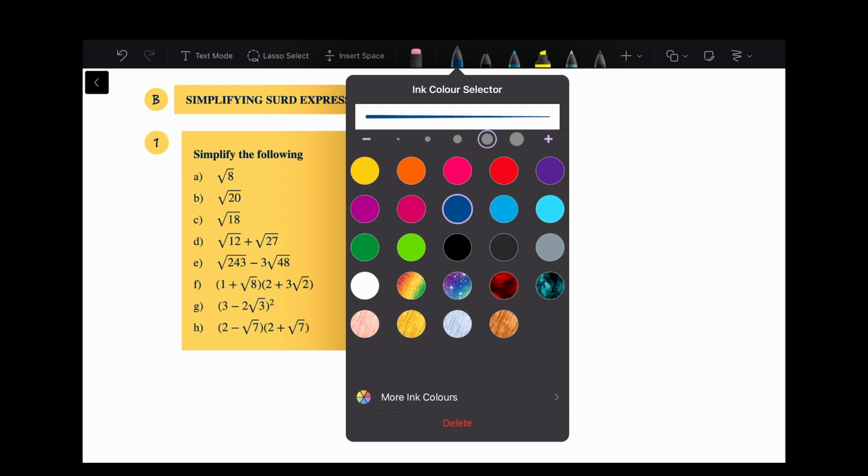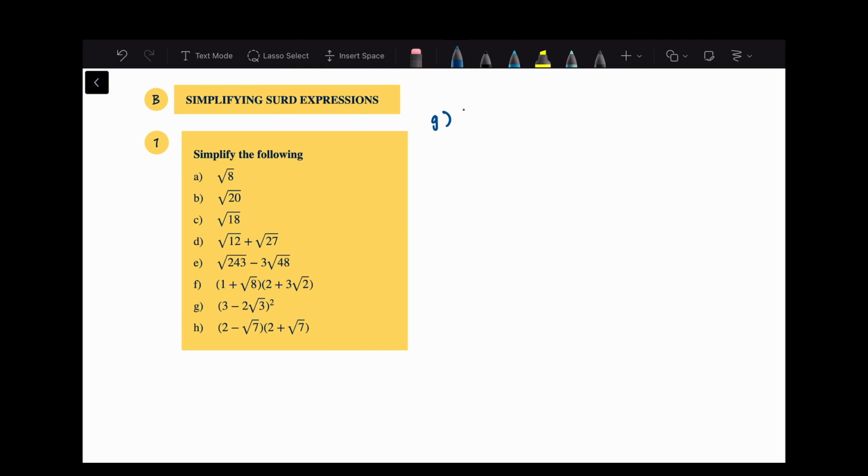Now we are going on to part G. It is a very important question. This is 3 minus 2 square root 3, squared. If you don't already know the formula, it appears on the screen right now on the right hand side. It is a squared minus 2ab plus b squared. It's a very important formula to apply to this question.